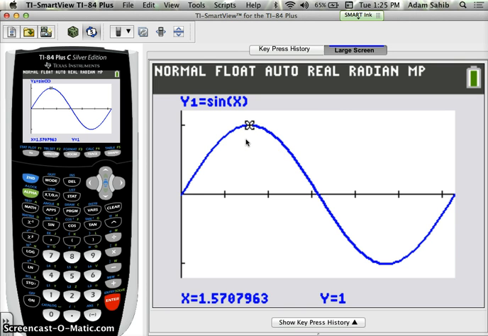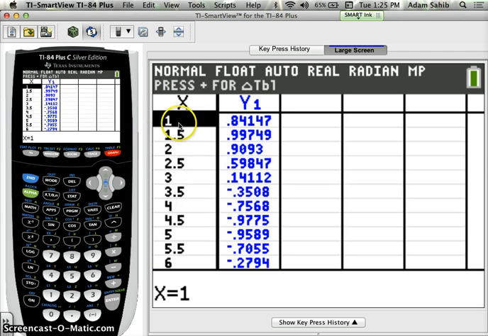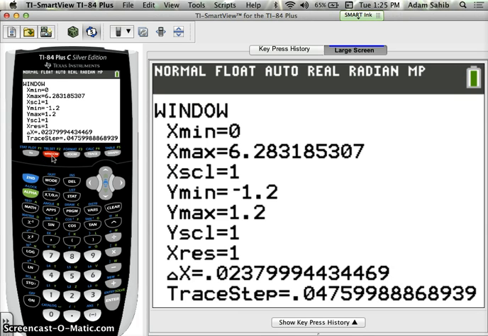What does the little triangle x equals mean? Delta x. If you go to a table of values, second graph, the delta x means how often this is changing. Where did you see that again? It was on window, because hers is different than mine. So here, delta x is 0.023. Let me go back to here.